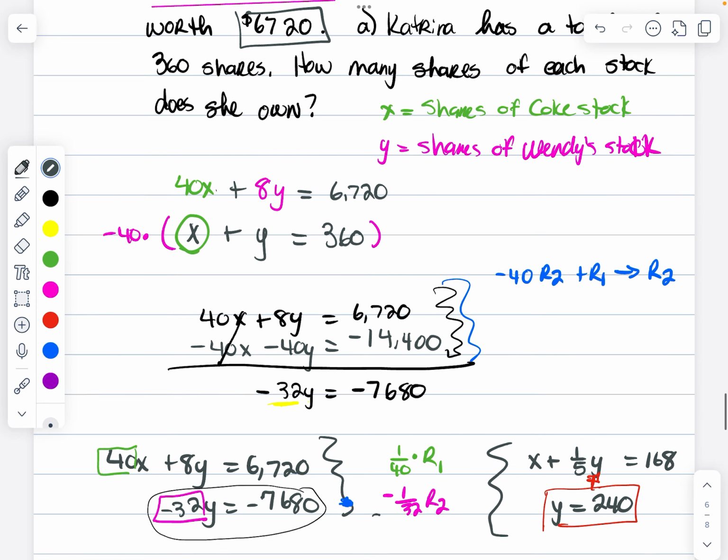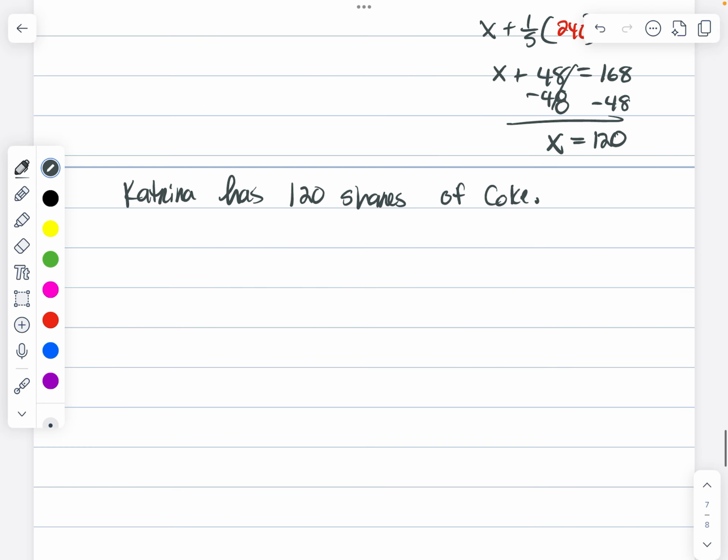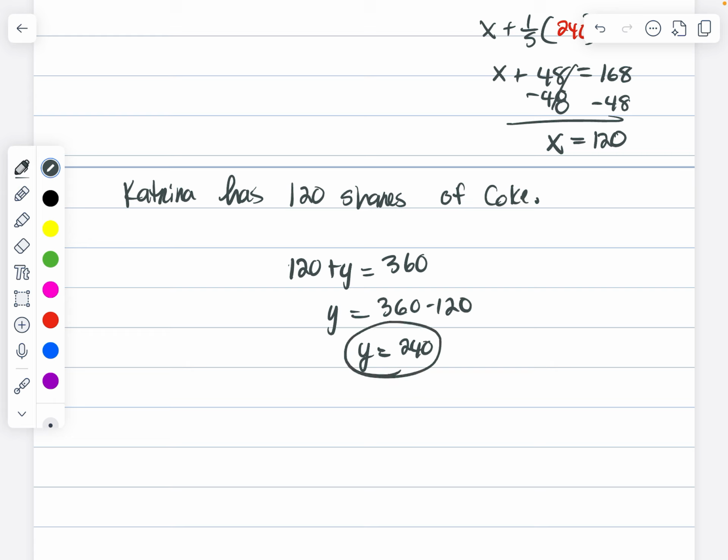And then how do we know the rest? Well, if x is 120 and the total amount is 360, then all we have to do is subtract 120. And we know that the amount of Wendy's stock is 240. So Katrina has 240 shares in Wendy's.